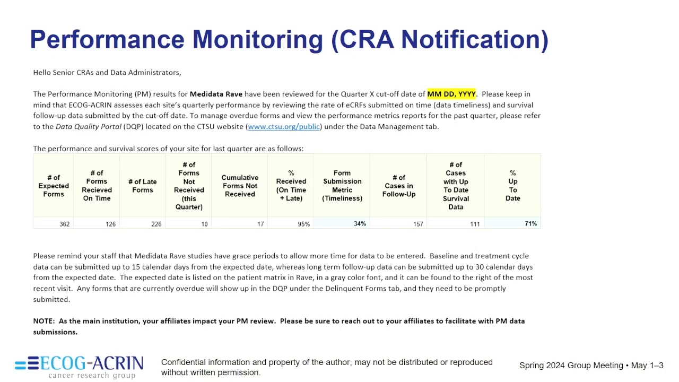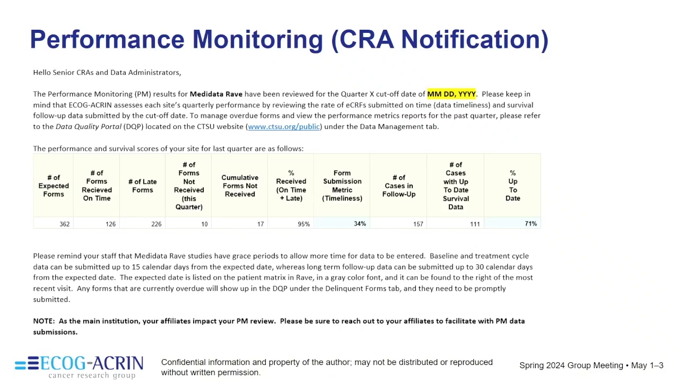And so that blue column, the first blue column, is representative of just forms received on time, and the one to the left will be an accurate representation of completed forms at the end of the quarter. And then we have survival scores in the last column.